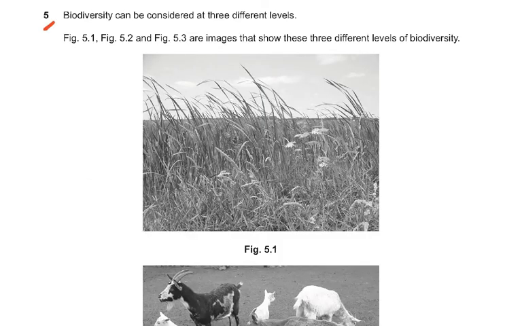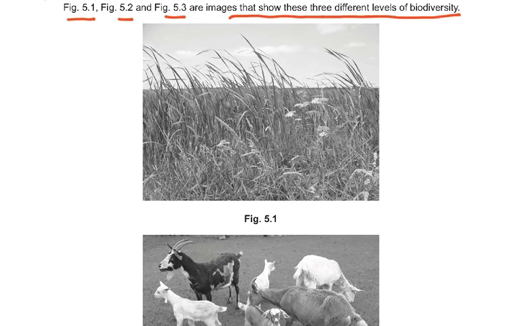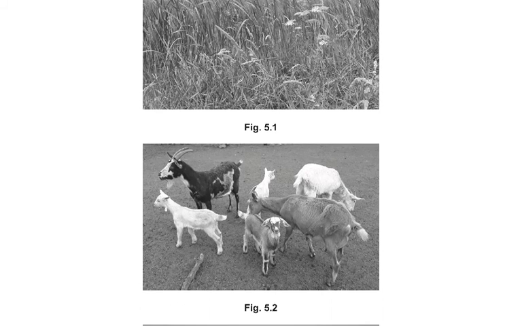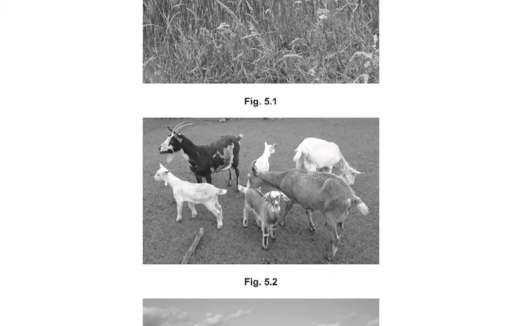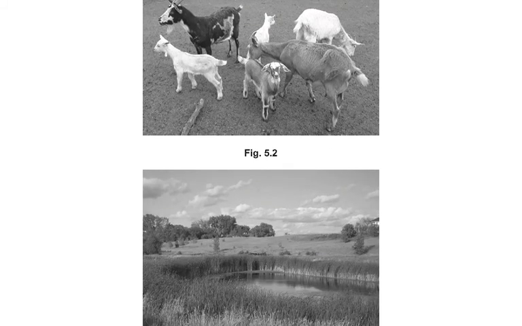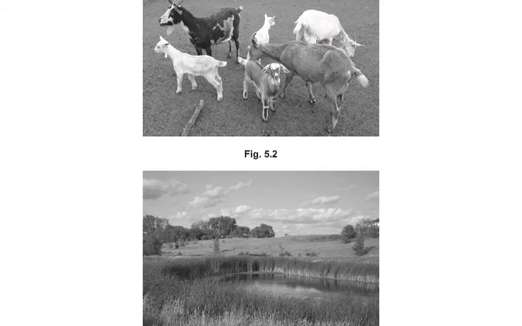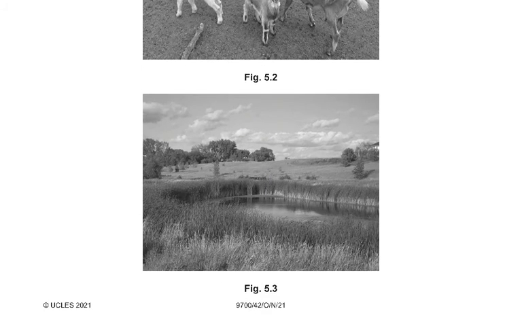Now, coming to question number 5, biodiversity can be considered at 3 different levels. Figures 5.1, 5.2, and 5.3 are images that show these 3 different levels of biodiversity. So in figure 5.1, you can see all this grass, and then you can see all these goats in 5.2, and then you can see all the water and the different grasslands, so that's 5.3.